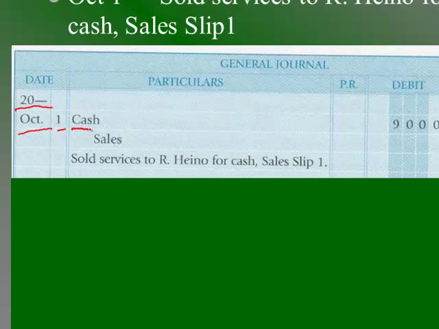The name of the account that is debited is cash, and then we put the amount under the debit column. Notice the debit column. Notice the indent here for the amount, the account that is credited. This is sales. Sales are credited $900. And then we have the description. Sold services to R. Hino for cash, and then if there's any details about sales slips or check numbers, we have to indicate them here in this explanation.